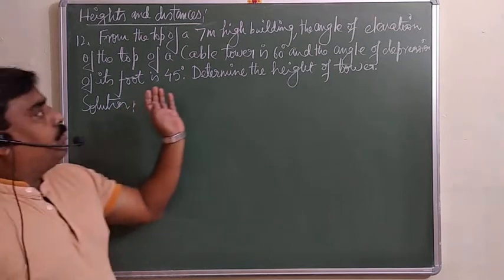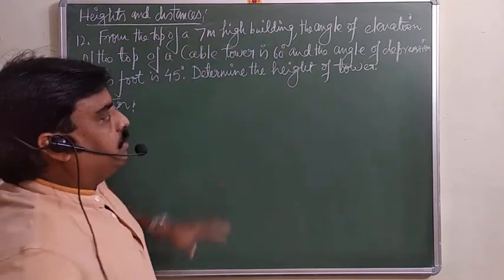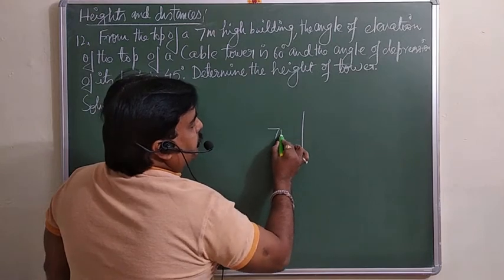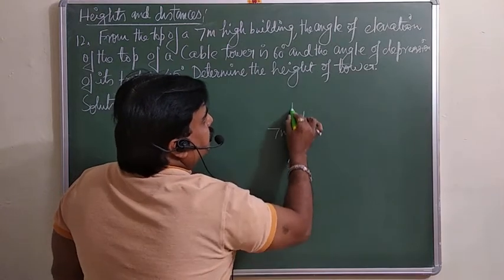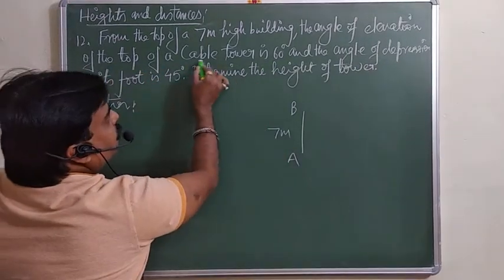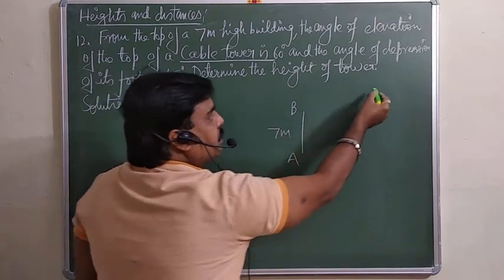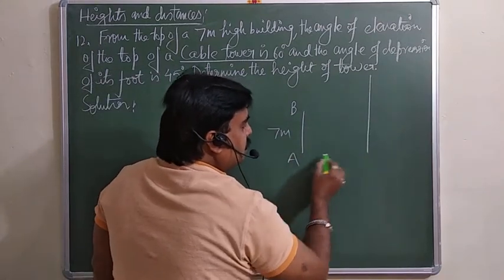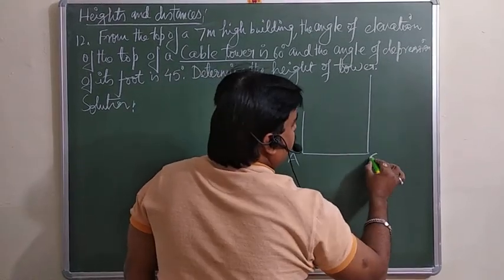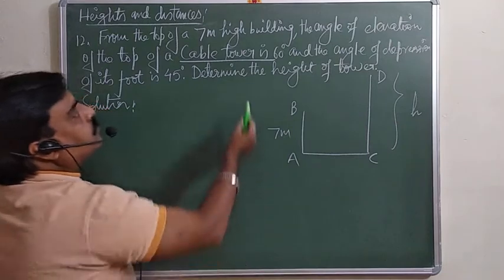Okay, now the question is: from the top of a 7 meter high building, the building is here. The height of the building is given as 7 meter, that you can say AB. The angle of elevation of the top of a cable tower. Cable tower means the height of the cable tower is more than the height of the building. So this is your cable tower, you can say this is CD. You can assume the top of the tower is H here.